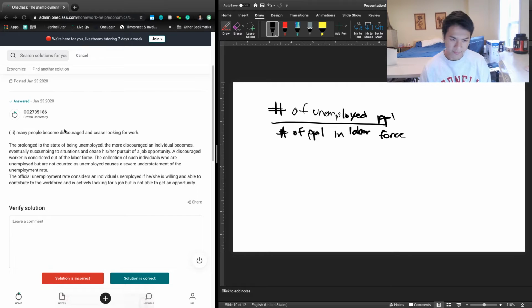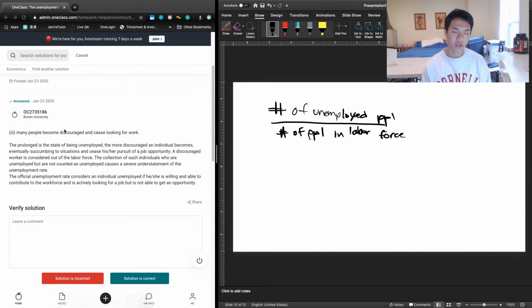It says C, many people become discouraged and cease looking for work, and they find the prolonged state of being unemployed. I'm not sure what prolonged work refers to here, so we might have to modify that. Oh, okay, I see. The prolonged is the state of being unemployed.